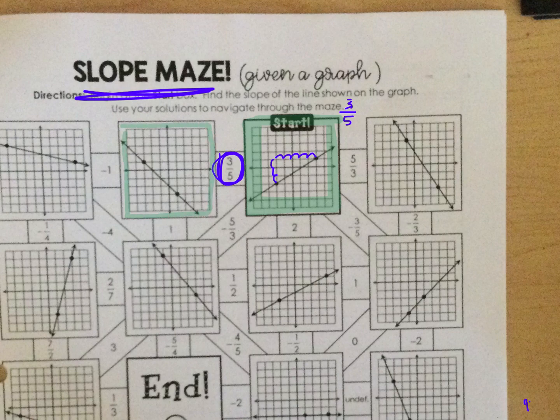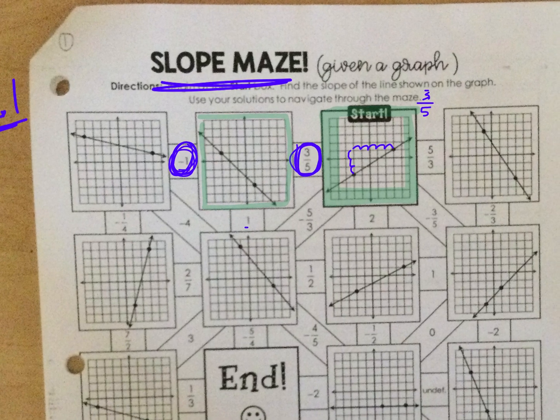This one will have a negative slope. I can just look at it and I see it's negative. And I only have 2 choices: I have a -1 or a +1. So let's go with the -1. Okay. So that means here's your next box.